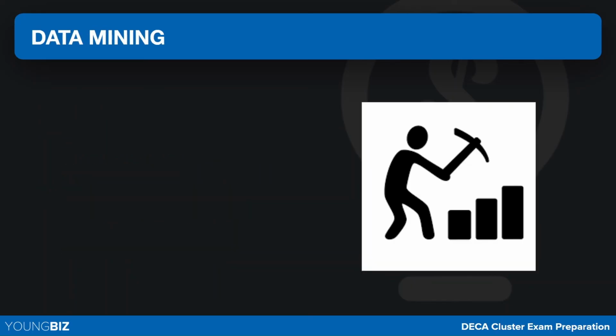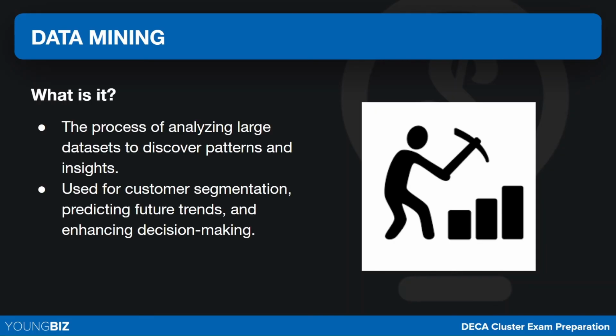Finally, we have data mining. Data mining is essentially the process of analyzing large data sets to uncover patterns and insights. For example, a retail company might use data mining to identify purchasing patterns among different customer groups. This allows them to tailor marketing campaigns and optimize inventory management.